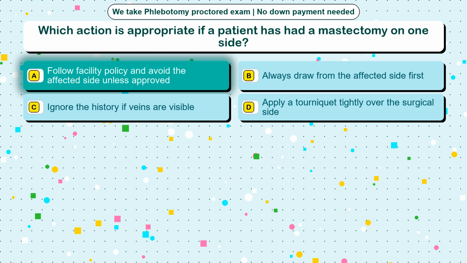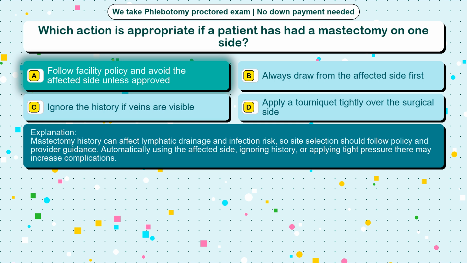Follow facility policy and avoid the affected side unless approved. Mastectomy history can affect lymphatic drainage and infection risk, so site selection should follow policy and provider guidance. Automatically using the affected side, ignoring history, or applying tight pressure there may increase complications.